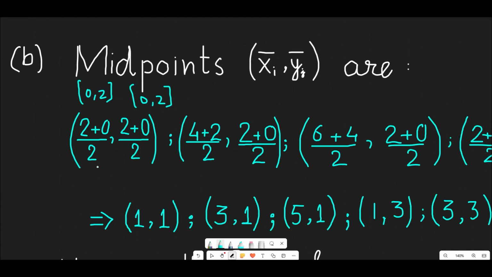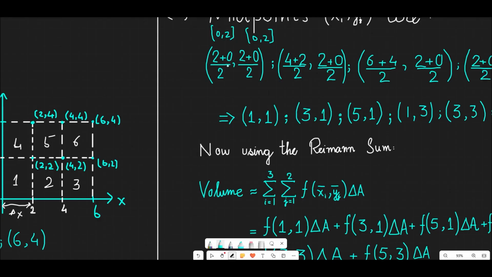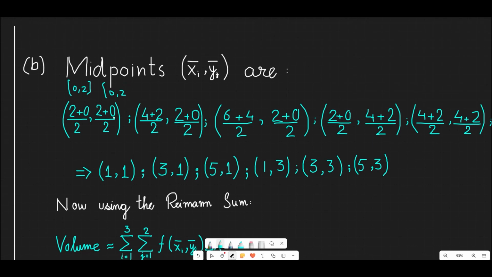That's how we found the coordinates: (2 plus 0) by 2, (2 plus 0) by 2. This is the next subinterval, 2 to 4. For this we have added 2 and 4 and divided by two. Similarly, we have calculated every midpoint from this rule. So 2 plus 0 is equal to 2, divided by 2 is equal to 1, and it's also 1. Following this exact step for all the 6 sub-rectangles, our 6 midpoints are (1, 1), (3, 1), (5, 1), (1, 3), (3, 3), and (5, 3).